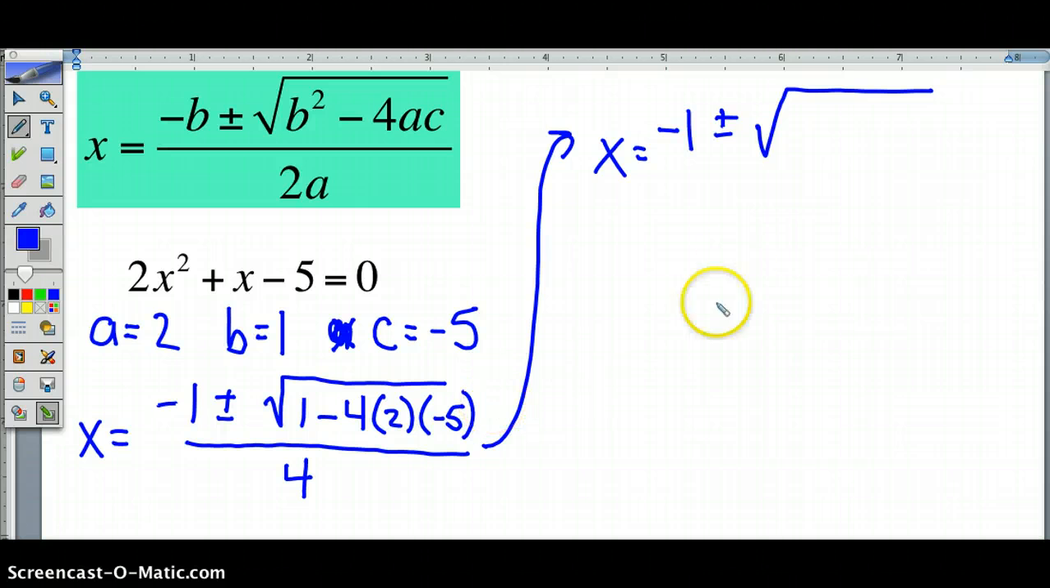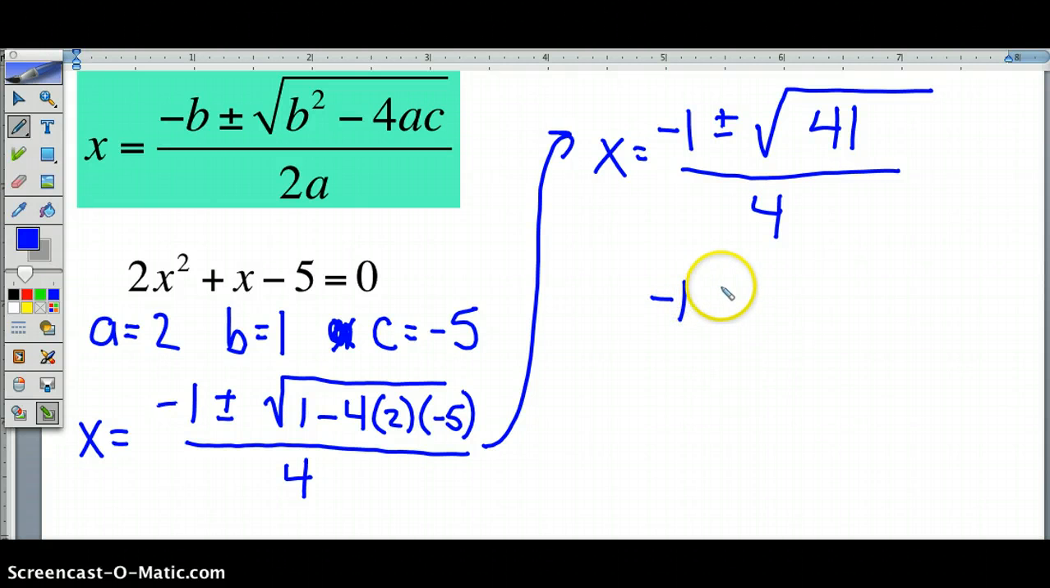times negative 5 is positive 40. So we have 1 plus 40, which would be 41 underneath the square root sign, and then still 4 on bottom. Okay, we're going to go ahead and simplify this further by taking the square root of 41. And even though that's not a whole number, we just go ahead and do it on our calculator and round it, which when I do it on my calculator, I get the square root of 41 to be about 6.4. So we've got negative 1 plus or minus 6.4 over 4.